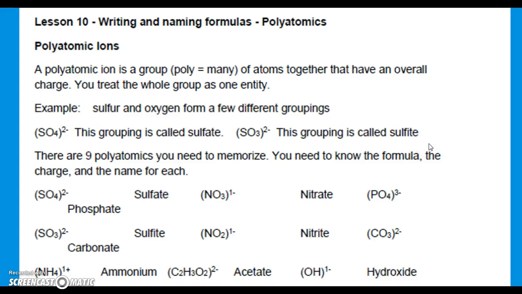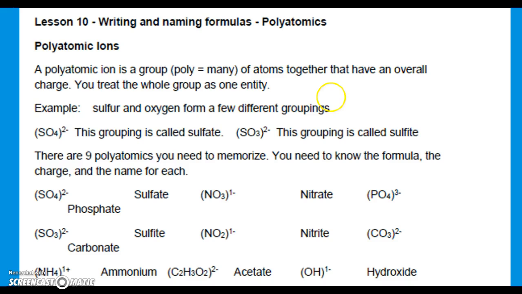So in today's lesson, we're learning about polyatomic ions and how to write and name the formulas that deal with them. So polyatomic ion, you need to know, is a group, poly means many, that's the prefix there, of atoms together that have an overall charge. So you treat the whole group as one identity. For example, sulfur and oxygen form a few different groupings.